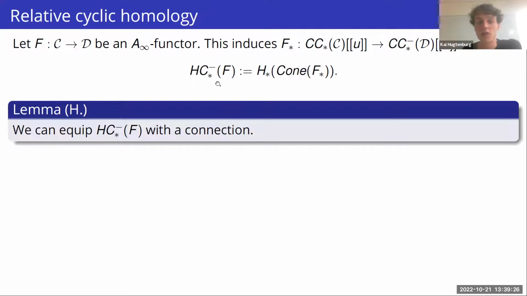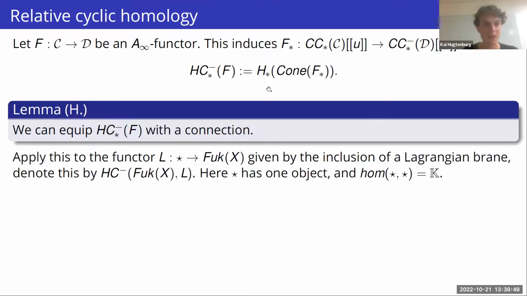And what I show is that you can construct a connection on the negative cyclic homology of this functor. Unfortunately, I'm not able to show right now that it is flat, and that's what you would need to actually make this a TE structure. And I do apologize for that. But in my application, the flatness will be for free.